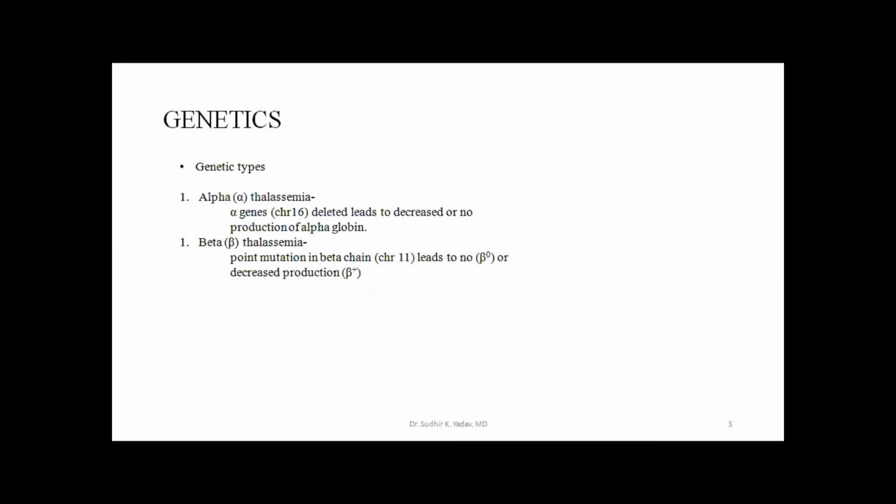And this point mutation can be also of two types. If there is no synthesis of beta globin, then it will be known as beta 0 or beta naught. And if there is decreased production, meaning there is not entirely absent production of beta globin, but still some production is there, it will be known as beta plus mutation. Okay, so we'll discuss this importance in the spectrum of disease.